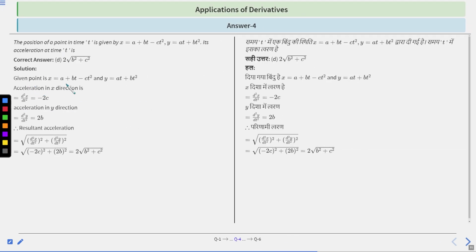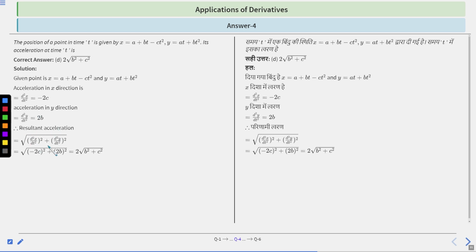The given point is x is equal to a plus bt minus ct square and y is equal to at plus bt square. Clear? Now acceleration in x direction will be d square x upon dt square, that is the double derivative of this x with respect to t, which will be minus 2c. Now acceleration in y direction will be d square y upon dt square, which is equal to 2b. Clear? Double derivative of y with respect to t.